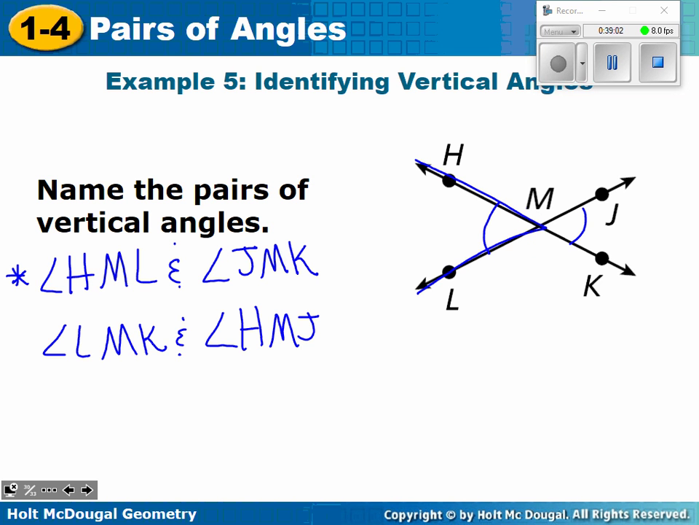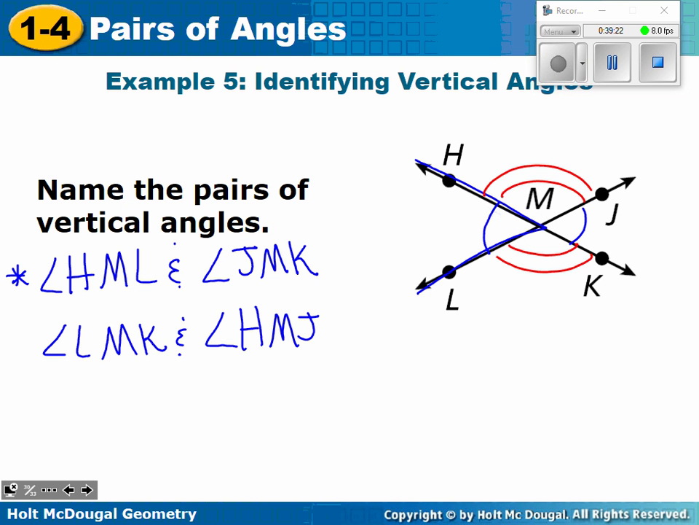So now we're talking about these 2 angles. Make sure you're using correct notation on how you name things. To name angles, you have to use your angle symbol and 3 letters if there's more than 1 angle in the picture. And obviously we have more than 1 angle in this picture, so we have to use 3 letters. All right, any questions on 1-4?